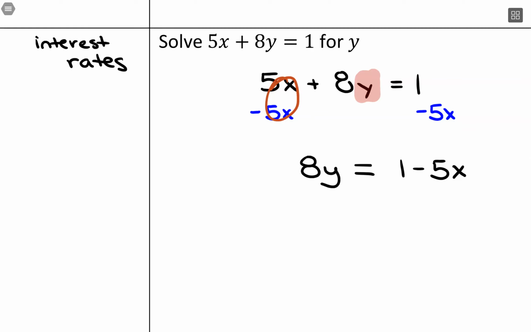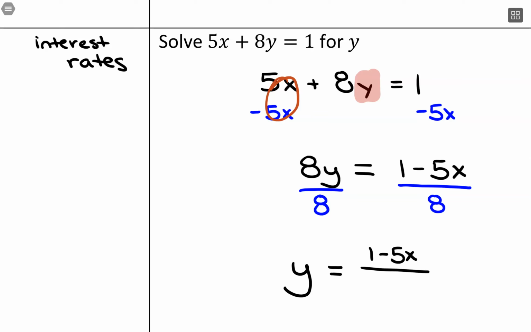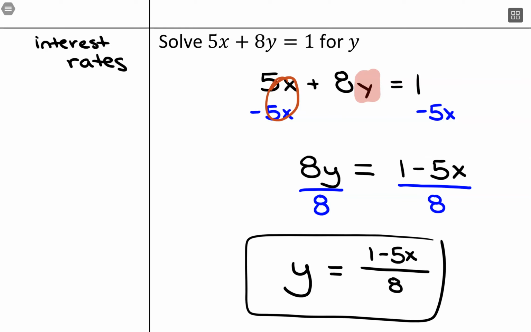All right, and then 8 is multiplying with y, so I need to divide by 8. And when you have separated terms between addition and subtraction, everything gets divided. So everything gets divided by 8 there. So what this would look like is we'd have y equals, and then the numerator, 1 minus 5x, all over 8. And that would be our formula for solving for y.